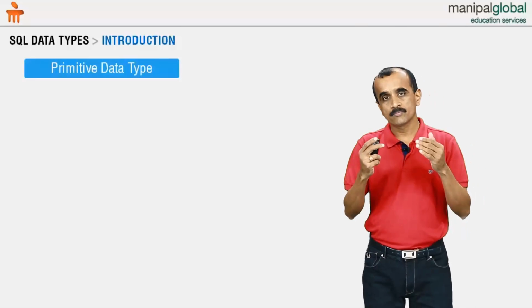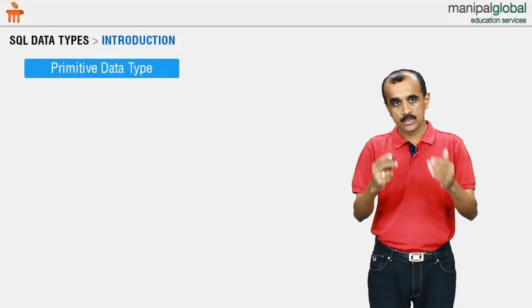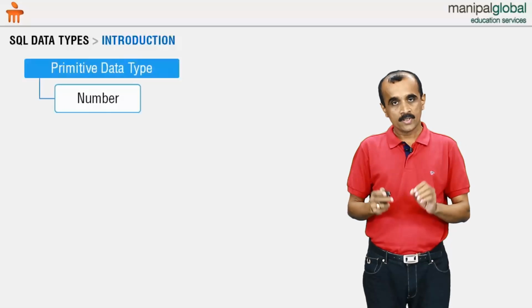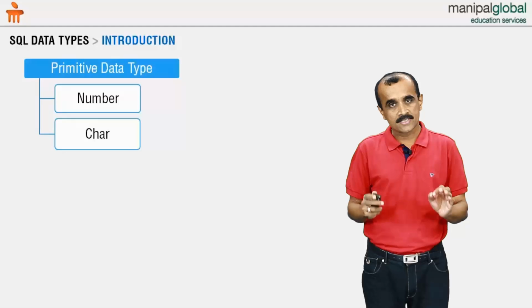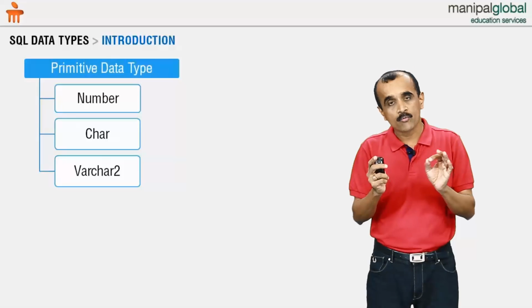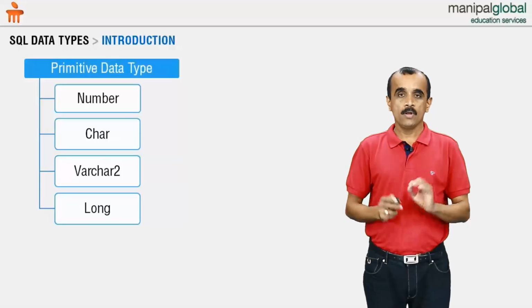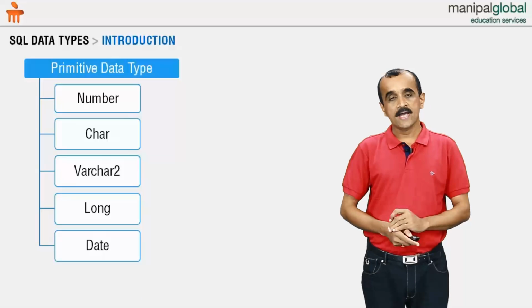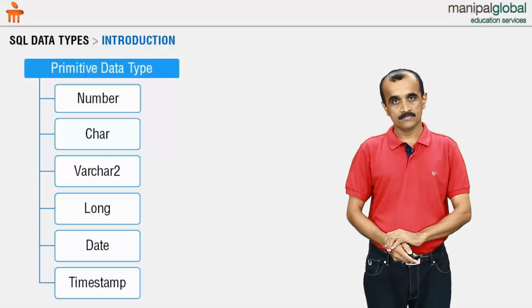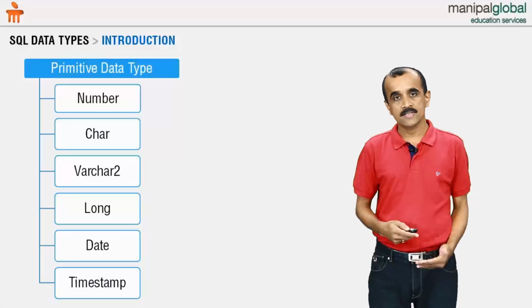We have the primitive ones. The primitive data types are number, character. We have a special one which is called varchar2, long, date and timestamp. Let us look at each of these in detail.